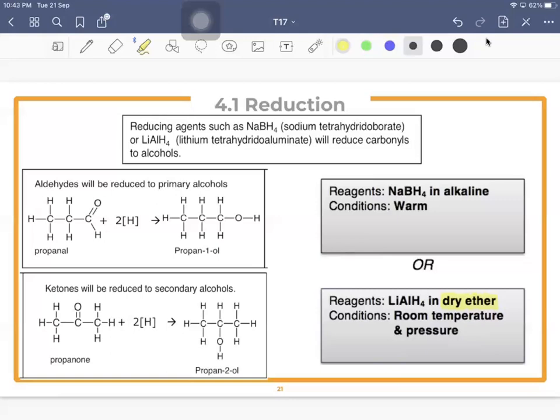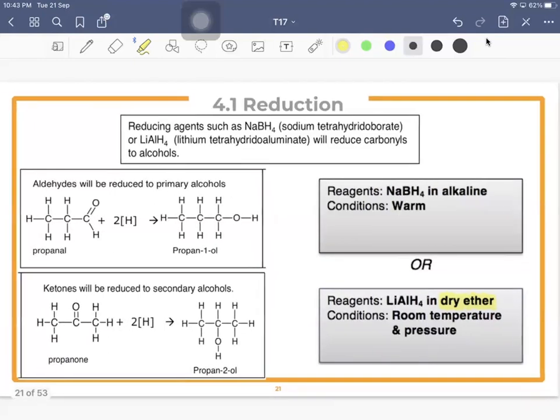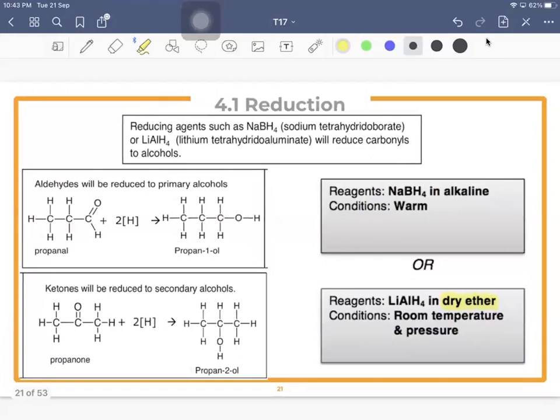And you just have to use room temperature and pressure. You don't need to warm them, because lithium aluminium hydride is already a strong reducing agent. So you can just choose one. If you are given an option, of course you would choose the one that doesn't require heating: lithium aluminium hydride. But the handling process is important, because it cannot come in contact with water. It has to be dissolved in dry ether.